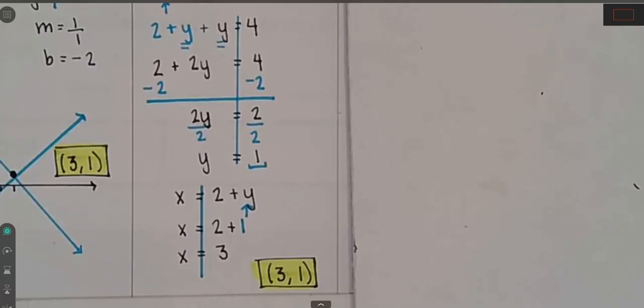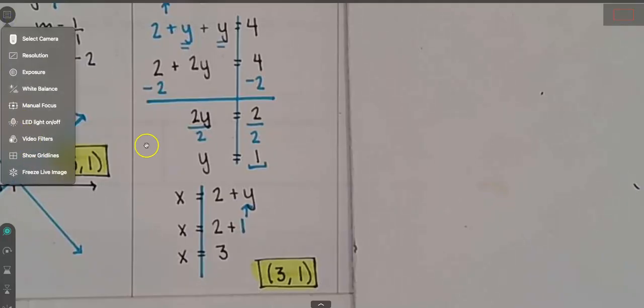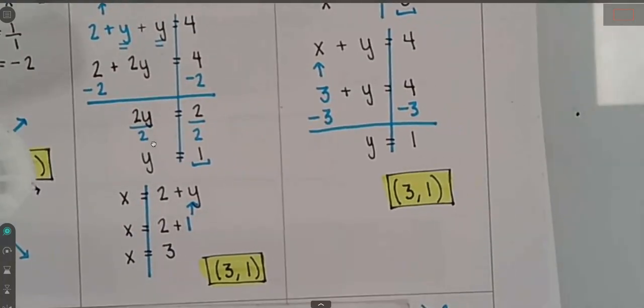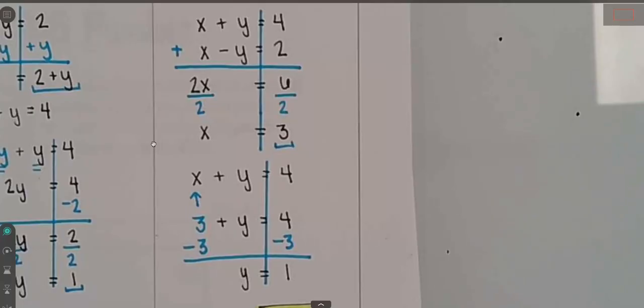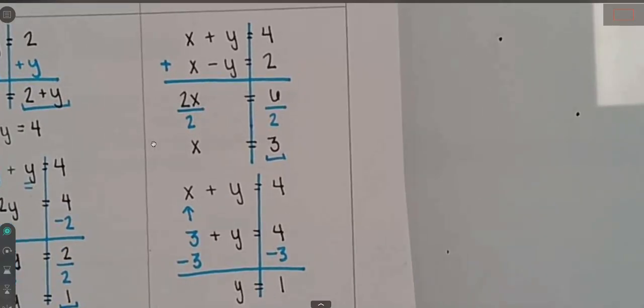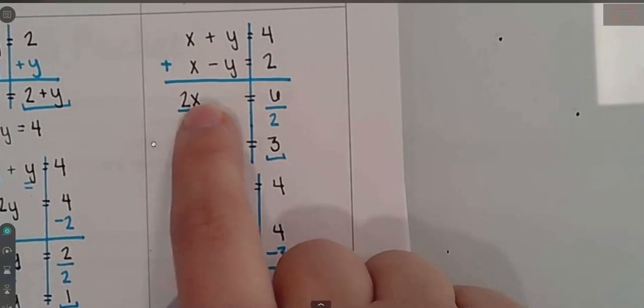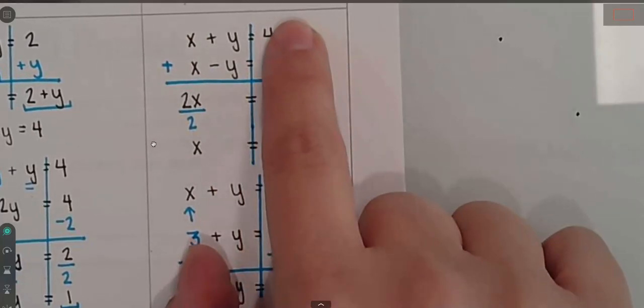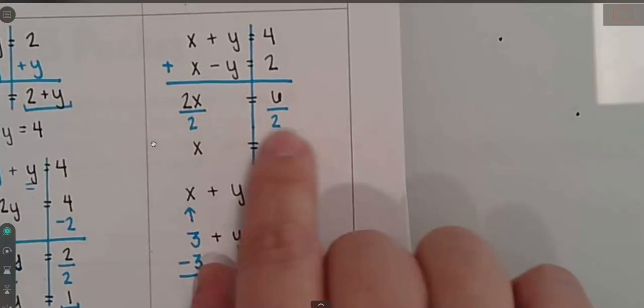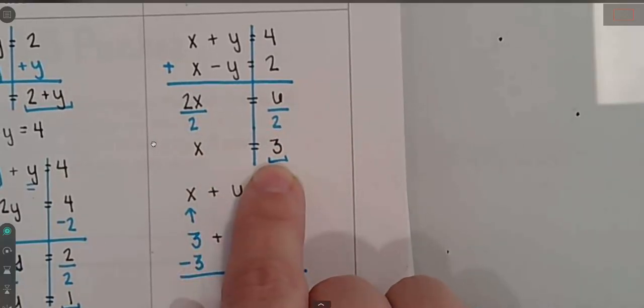All right, ladies, everyone got it? Great job. Here's the answer. Okay, some of you guys chose to subtract. I chose to add. In this case, it actually doesn't matter. If you add vertically, x plus x is 2x. Y plus negative y is 0. 4 plus 2 is 6. Divide both sides by 2. You get x equals 3.